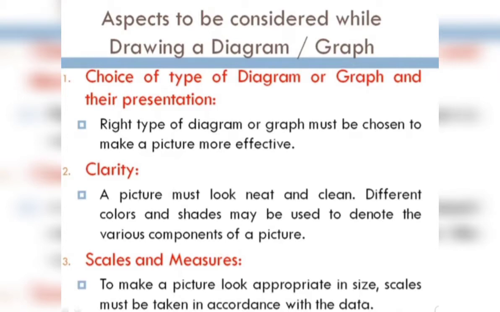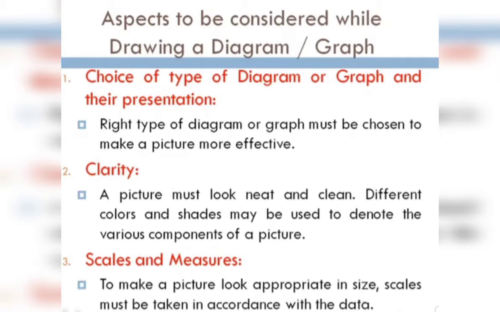So the first one is the choice of the type of diagram or graph and its representation, which must be done by you whenever we are drawing. The right type of diagram or graph must be chosen to make a picture more effective. So to make that picture more effective, we have to first choose which one we are going to draw, whether the diagram or the graph. If we take an example, some information can be presented on a bar diagram as well as in a pie diagram. We have to choose which one to select from this.